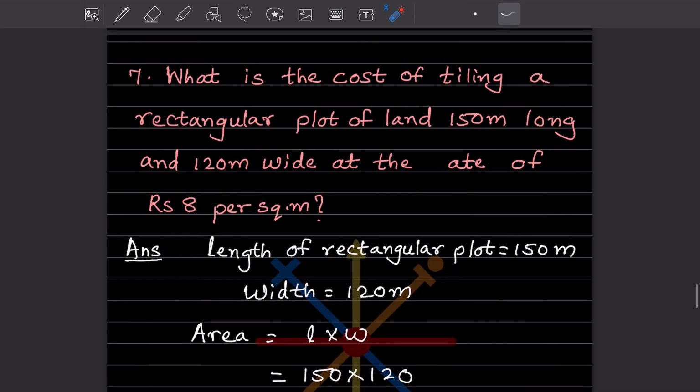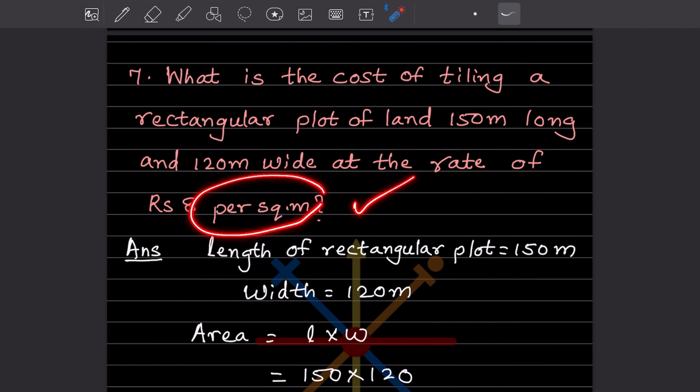So next one, what is the cost of tiling a rectangular plot of land 150 meter long and 120 meter wide? The rate is given over here. So sorry for that. Okay, so here at the rate of rupees 8 per square meter.